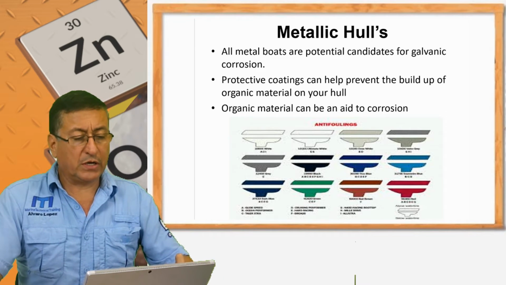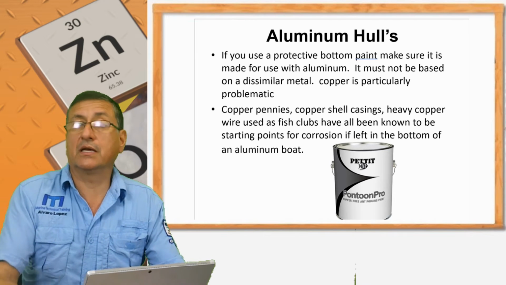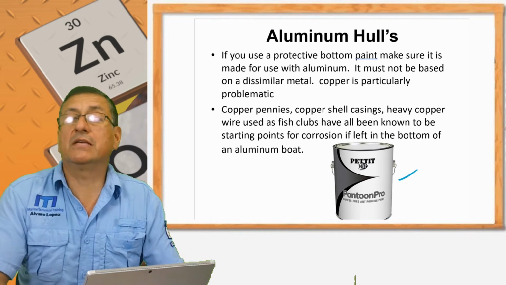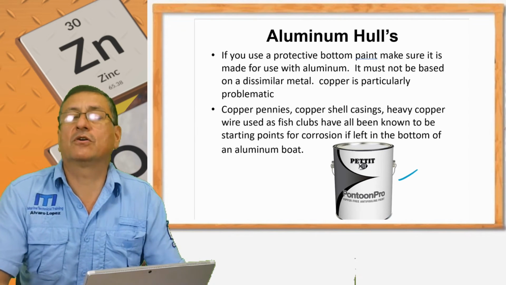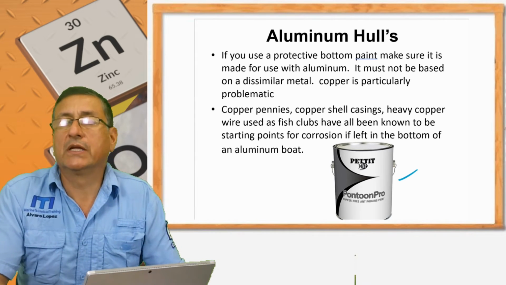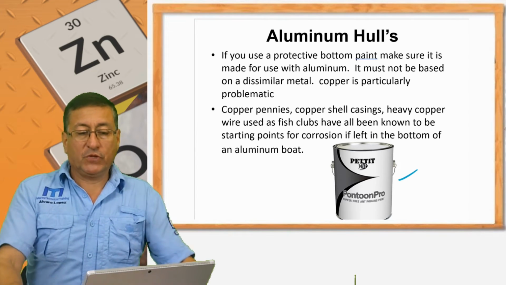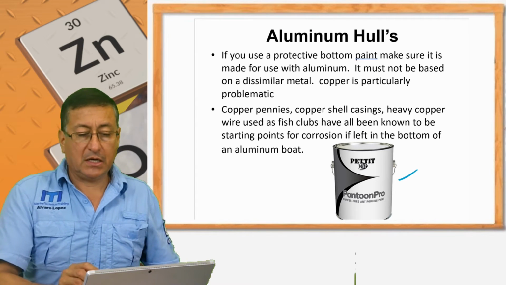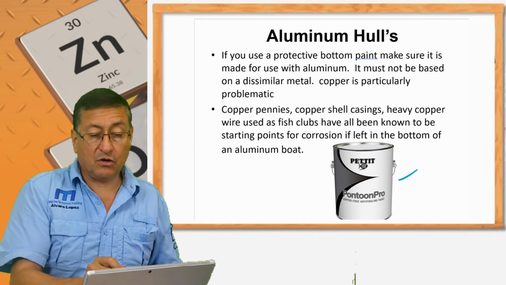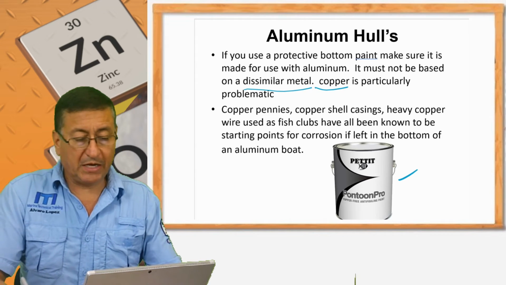All right, the aluminum hull. We are going to start with the aluminum hull. You can protect the aluminum hull with the appropriate paint, not based on copper, free of copper oxides, because copper oxides are enemies of aluminum alloys, and at the end of the day, the hull will be corroded. Use a protective bottom paint and be 100% sure that the paint is not based on dissimilar metals, copper or organic material. Be careful with that.